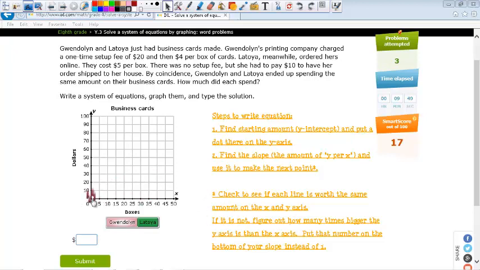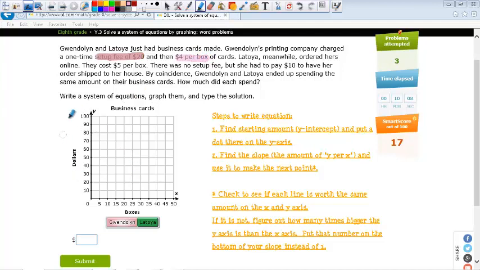Looking at the first person, Gwendolyn, I'm looking at the information for her. A one-time setup fee of $20 would be the amount that she has to pay up front. That's our y-intercept. So it's supposed to be pink. And then $4 per box.